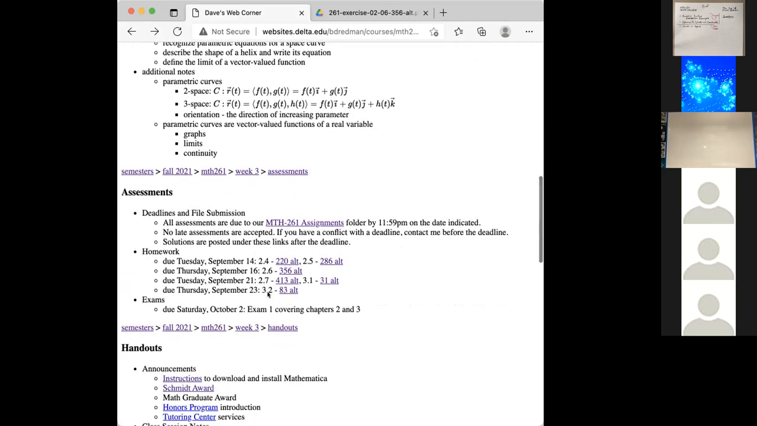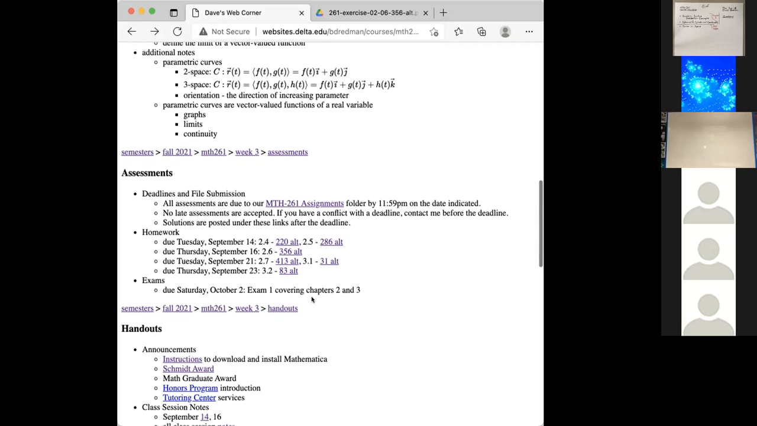Now you're working on a homework that's due tonight, 356 alt. I'll show you a picture of that in a second. And then you have some other things posted. This problem from 356, 413. This is somewhat challenging problems, not necessarily obvious answers. So I just want you to play with it, discover it. You're free to ask questions, but they're not things that you're going to snap out in 5 minutes necessarily.